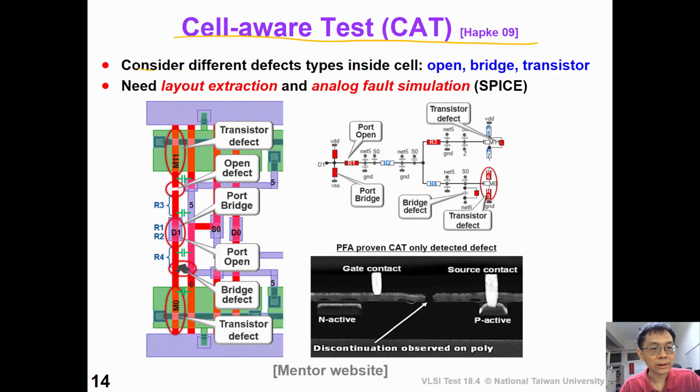The idea of cell-aware test was proposed by Mentor Graphics in 2009. Cell-aware tests consider different defect types inside the cell, including open defects, bridging defects, and transistor defects. So for example, from this layout, we can extract many different intra-cell defects, and then we perform analog fault simulation using SPICE.